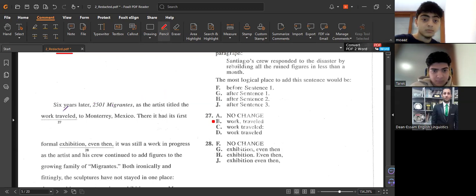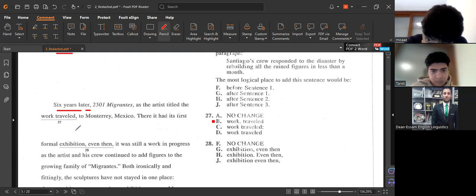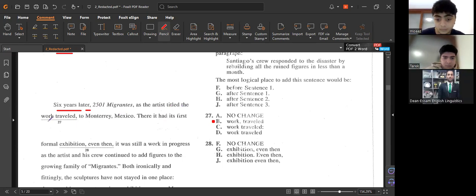From the beginning. 6 years later, it's an adverb of time, and we call it an adverb phrase. Okay, we have come. Right. So 2,501 arrived migrants as the artist titled the work, traveled to Mexico. So when you read here, traveled, does the work travel, or do you mean when the artist titled the work, he traveled? What's going on?